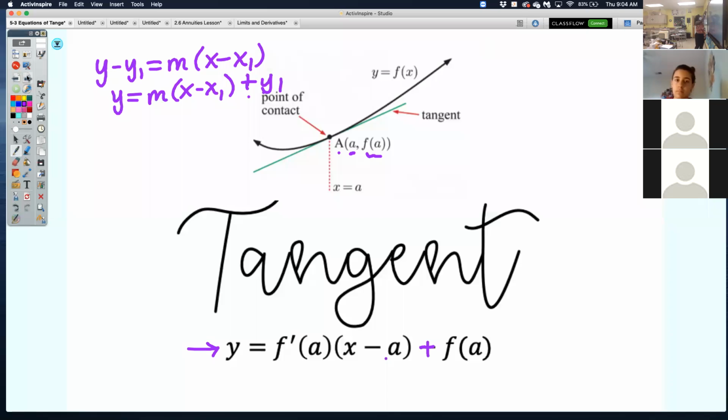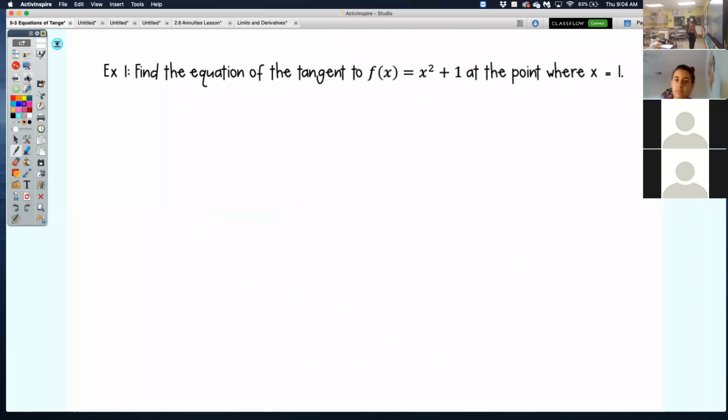Okay? So let's just jump right into it. Example 1 says, find the equation of the tangent to f of x equals x squared plus 1 at the point where x equals 1. Well, first off, in order to write any equation of a line, we always need a point, correct? And right now, all we have is the x coordinate of that point. How do I find the y coordinate? You plug it into the equation.